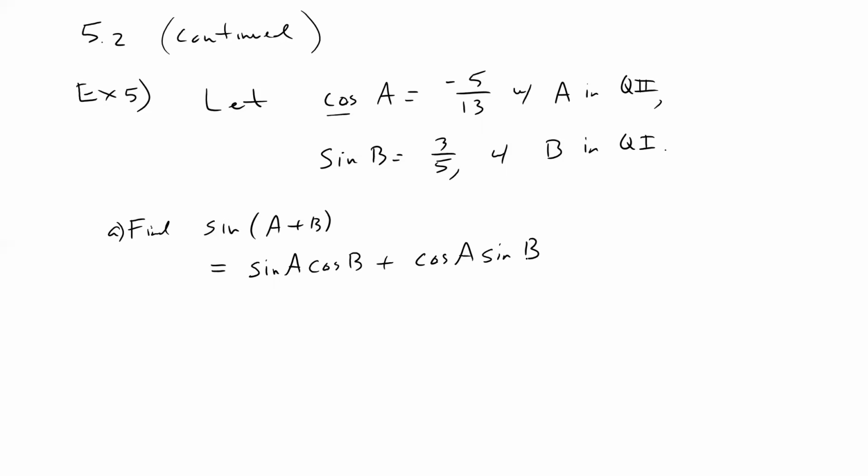Now we can plug in the values we know. Oh, you know what? We might get stuck here. Sine of A, we don't know. We know what cosine of A is. Hey, off to the side, if we know what cosine is, can we figure out what sine would be? So for angle A, we have to draw it in quadrant 2. It's a little triangle right here somewhere. There's my angle A right there.